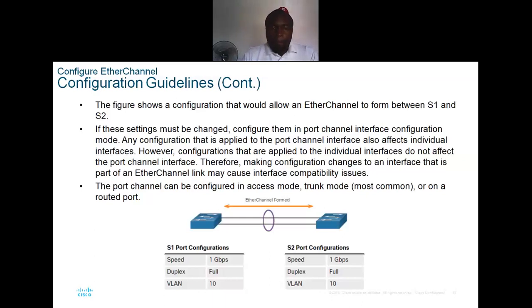So if you look at this, for instance, we said if these settings must be changed, configure them in port channel interface configuration mode. Any configuration that is applied to the port channel interface also affects the individual ports. So I have this particular switch at 1 gig, full duplex, and in VLAN 10. On switch 2, look at it, it has to also be 1 gig, full duplex, VLAN 10. If any of this is mismatching, then we are going to have a problem.